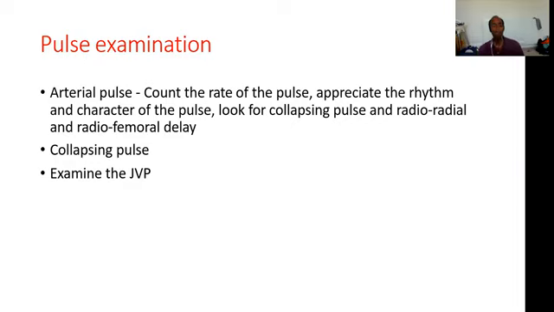So generally, these are the broad components: the pulse examination and the precordial examination, plus the blood pressure measurement. The pulse examination can be divided into two further components: arterial pulse examination and venous pulse examination. I have just listed this, and all of you know this, I'm just revising it for your benefit. In the arterial pulse examination, you look for rate, rhythm, character, specifically examine for collapsing pulse, then look for radioradial and radiofemoral delay. Then you have the venous pulse examination. These are the components of the pulse examination.